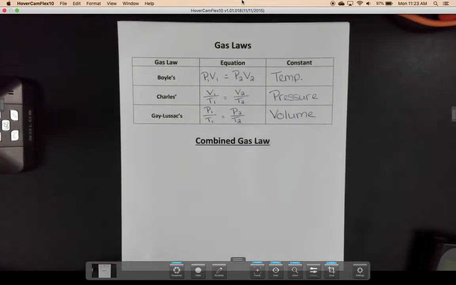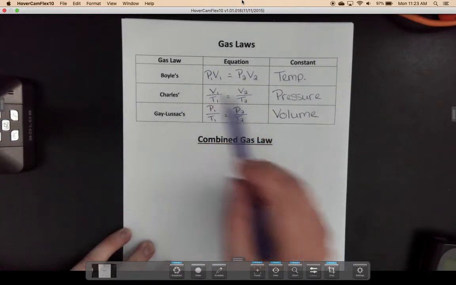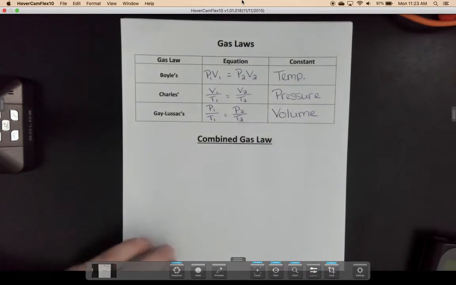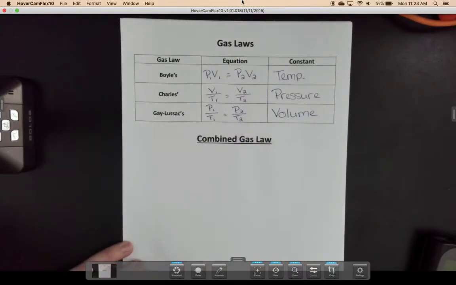Now, you should have done a few questions that involve these things. If we're looking at different types of problems, if it tells you that temperature is being held constant, that's how you know you're going to use this equation, or pressure is being held constant, you're going to use this equation. Now, rather than having to remember three separate equations, we can actually put all of these three equations together in one, and that's what we call the combined gas law.